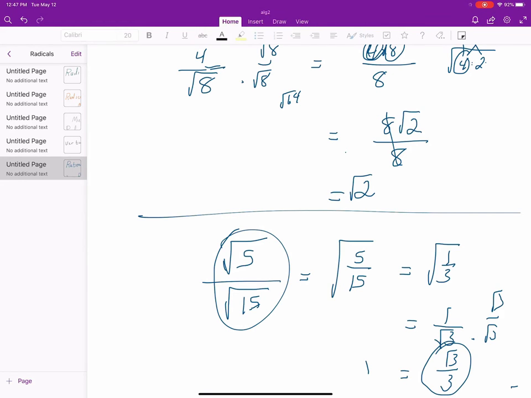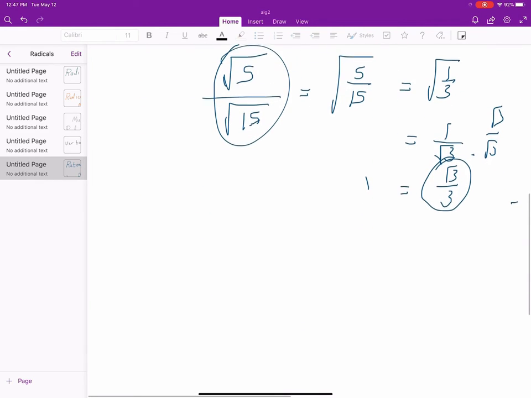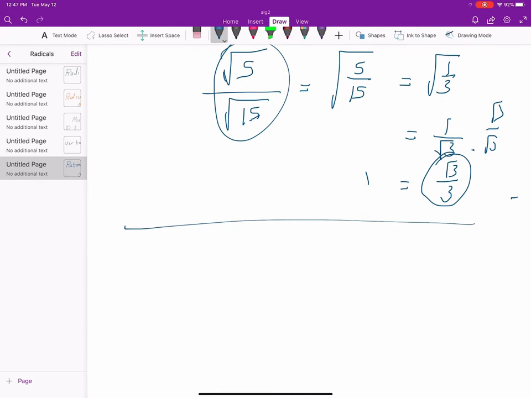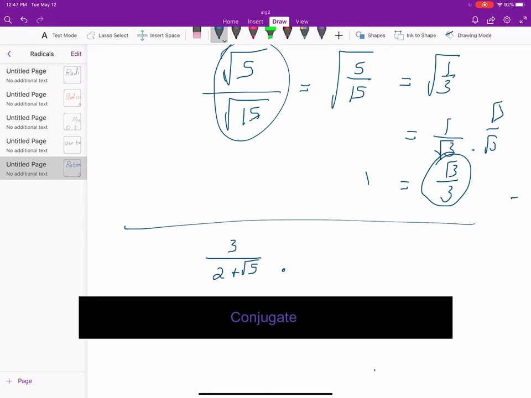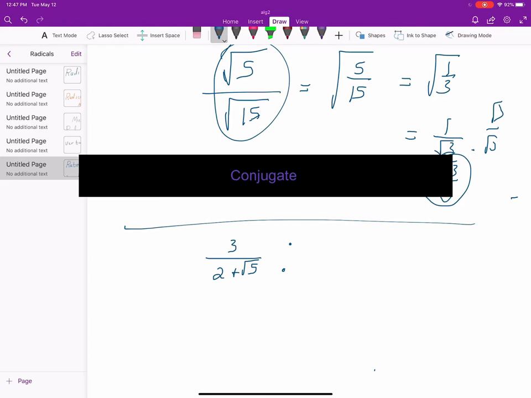All right, so you can do that a couple different ways. Let's continue with this a little bit. What if we have something like this? So we have 2 plus the square root of 5 on the bottom. All right, so this was a little bit like what we did with the complex numbers, but just a tiny bit. We're going to multiply the top and the bottom by what we call the conjugate.